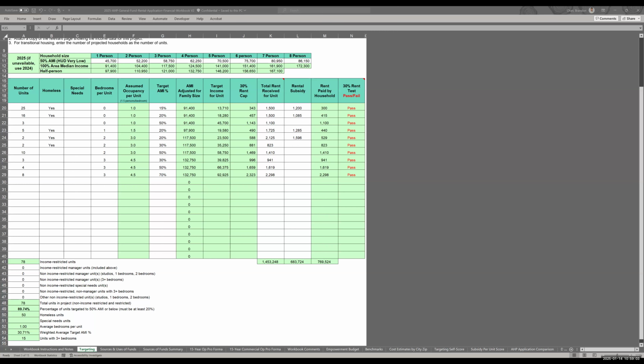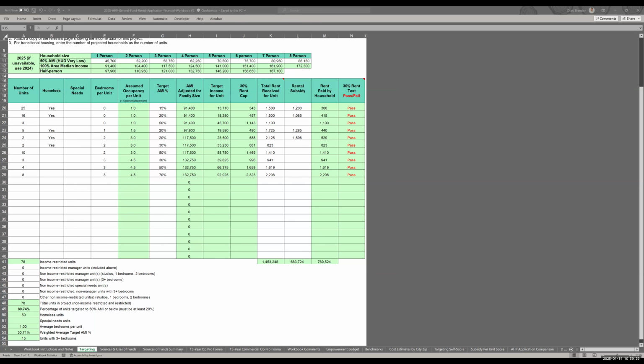Please input whichever category the project is seeking points under, either homeless or special needs, not both, due to the scoring guidelines which prevent double dipping in these categories. The AHP application comparison at the end of the workbook will compare this rent roll to the selections made in the application e-form. Again, for transitional or shelter housing, enter the number of projected households as the number of units and not the number of individuals or beds.